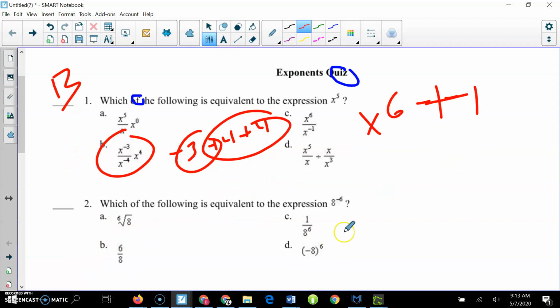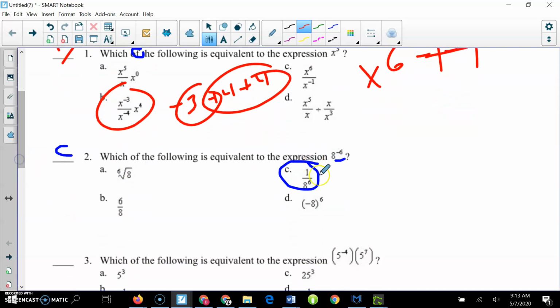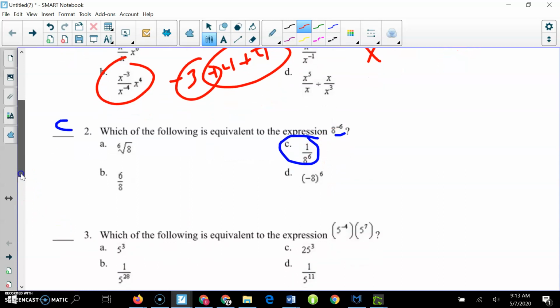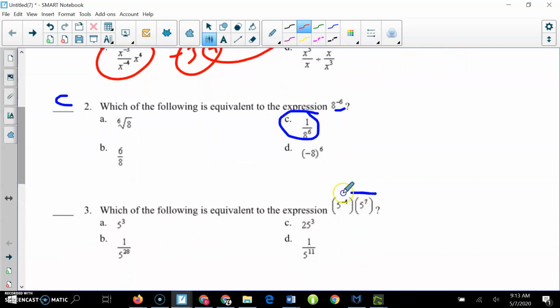8 to the -6. Which one is that? Well, right away, I'm just looking at this guy right here. 8 to the -6 is going to be like that. Okay, it's on the bottom. If you move it to the top, it's -6, vice versa. What is that equal to? They're multiplying, so you add. Just be careful with signs. So you get 5 cubed, which is this guy right here, A.